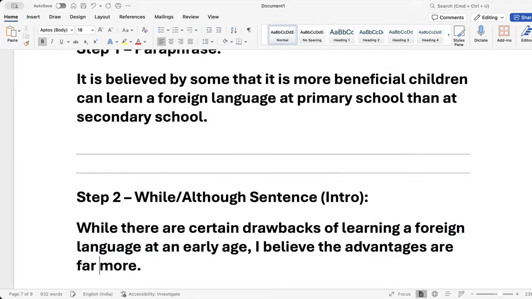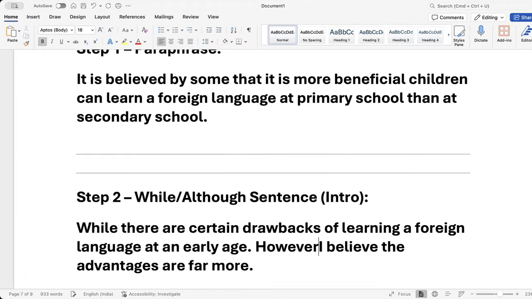Yes. So we can add here before the I believe. However, I believe advantages are far more. We can add here. Where? Before I believe. However, no, you cannot put a however because we are using while here. So while does the job of however. You cannot have two words like that. And however does not connect sentences. If I had to use however, I would have to use it like this.